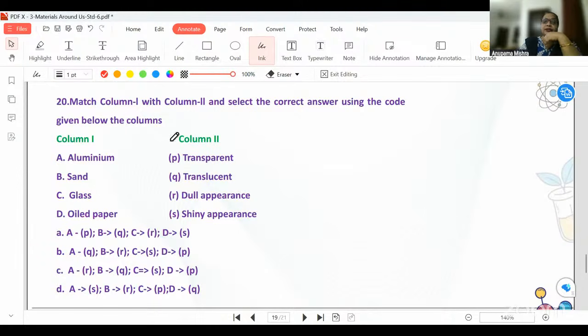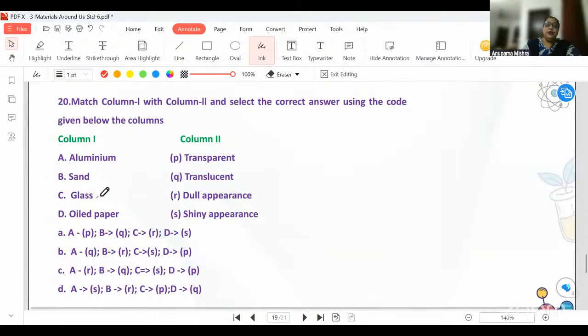ऐसे वाले क्वेश्चंस जब आते हैं बच्चे, तो सबसे पहले जो पता है उसको लगाओ. ग्लास क्या है मुझे पता है, एल्यूमिनियम का मुझे नहीं पता, सैंड का मुझे नहीं पता. ग्लास जो है वो ट्रांसपेरेंट है, मुझे यही पता है, मैंने इसको लगा दिया. सैंड क्या है? सैंड है हमारा डल अपीयरेंस. ऑयल पेपर क्या है हमारा? ट्रांसलूसेंट. तो ऑटोमेटिकली आ गया एल्यूमिनियम शाइनी.